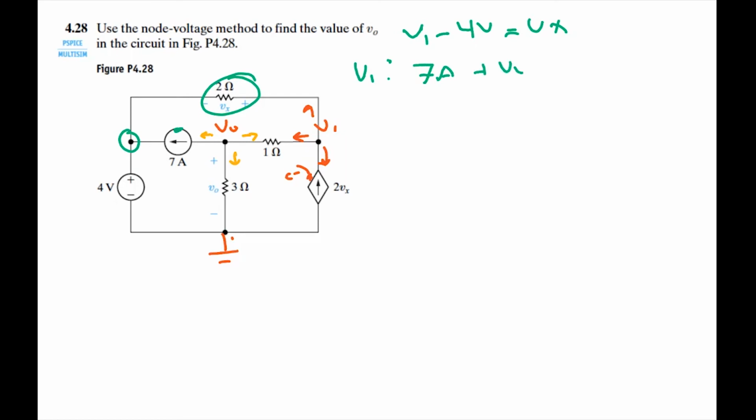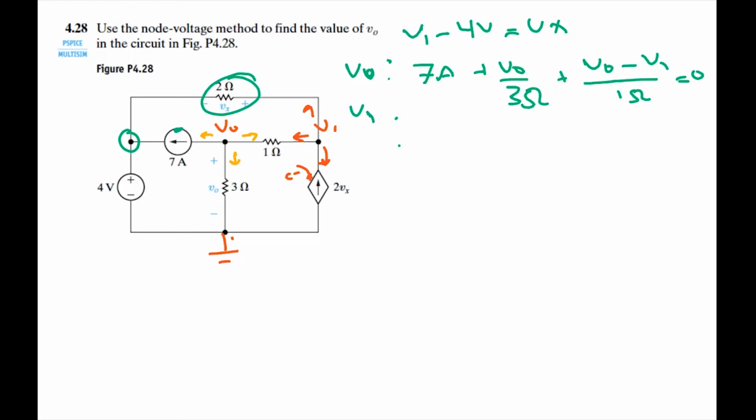Plus a V0 over 3 ohms, plus a V0 minus V1 over 1 ohm. We're going to set all that equal to 0. Alright, I'm sorry, but I made a small mistake. This is actually V0, and this is V1.